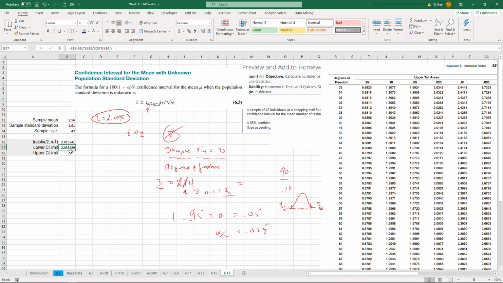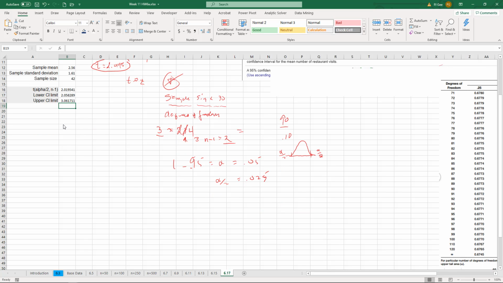So the lower is 2.058, and the upper is going to be, I'm just going to take that equation, Control C, drop it in. So if we draw that, our range is 2.058-ish to 3.06-ish. Low end is 2.02. I'm going to shorten these up so I can fit them in here to 3.06. That's our margin of error at the 95% confidence level.